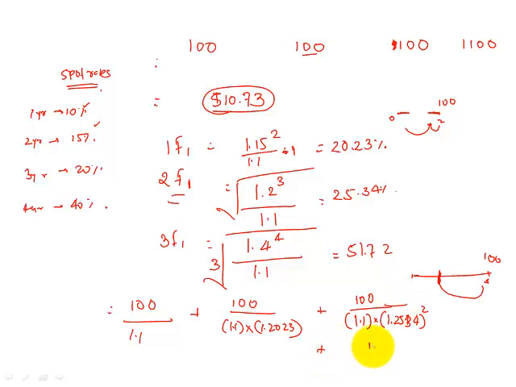plus, with the same logic, 1100 divided by 1.1 into 1.5172 raised to 3. Now please take total of all the three and tell me how much. Same. So again the value of bond would come out to be 510.73.